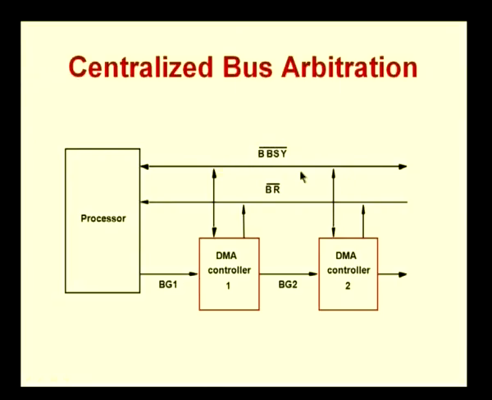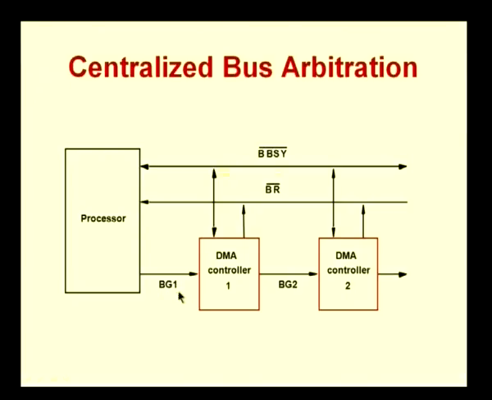There is something called a bus busy signal, which indicates whether the bus is currently busy doing some data transfer or not. And then we have a bus request signal. This bus request signal is normally asserted by one of the DMA controllers which requires the bus. The request comes to the processor, or to the arbitration unit present in the processor, and in response, if the arbiter decides that the bus can be granted to one of these DMA controllers, it puts out what is called the bus grant signal.